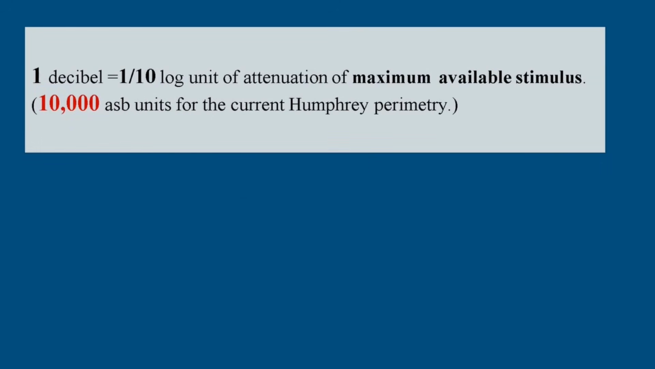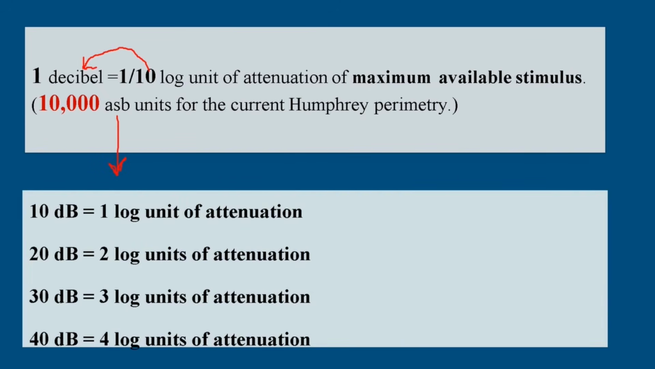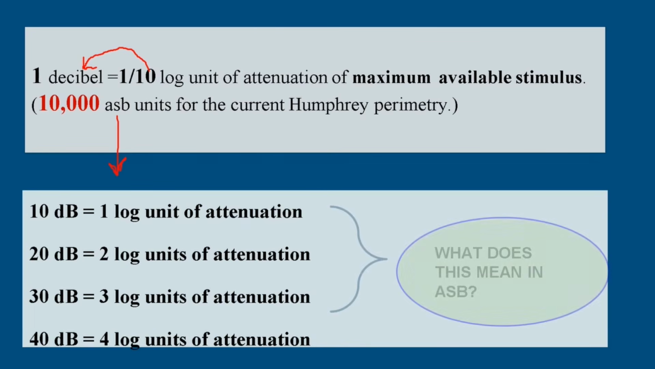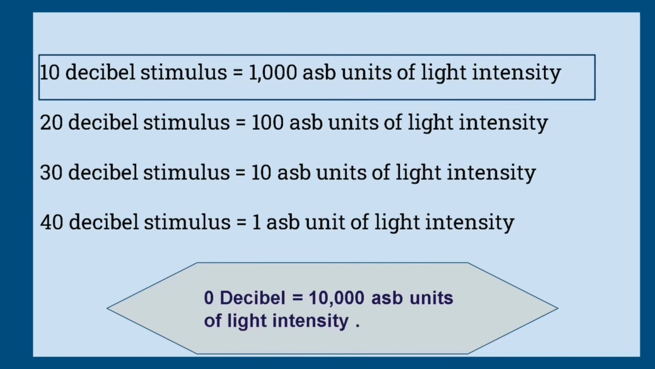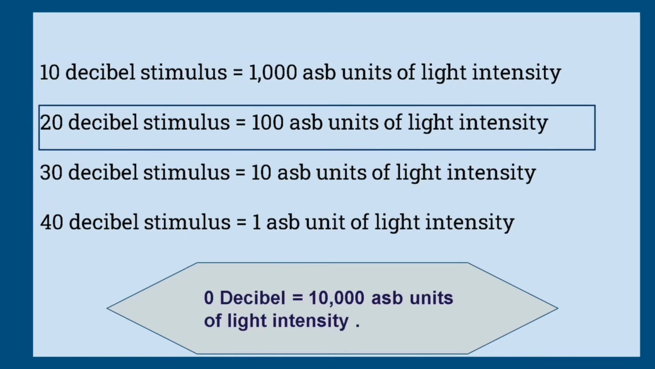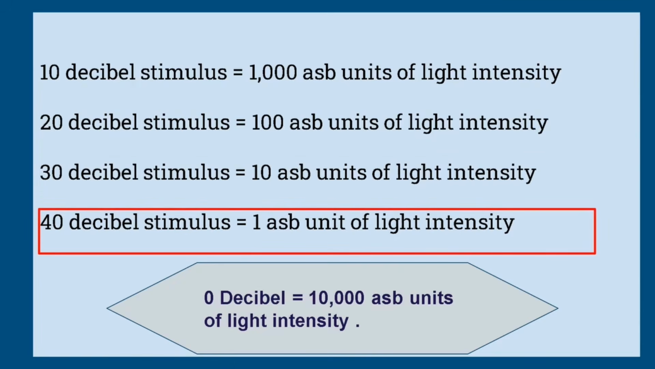The maximum available stimulus for Humphrey is 10,000 apostilb units, whereas 1 decibel is 1/10th log unit attenuation of this maximum stimulus. Therefore, by cross multiplication, 10 decibels will be 1 log unit of attenuation, 20 decibels will be 2 log units of attenuation, and so on. But what does this mean in apostilbs? It means that at 10 decibels, there is 1 log unit of attenuation. That means it will be 1000 apostilbs. 20 decibels is 2 log unit attenuation, that is 100 apostilbs, and 30 and 40 would follow, and 0 decibels is the maximum 10,000 apostilbs.